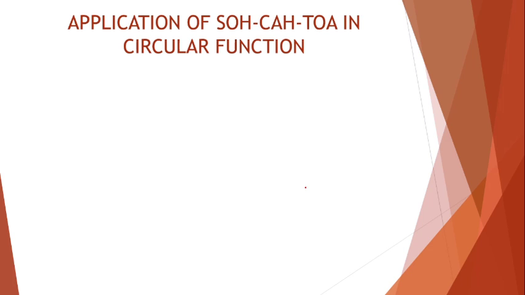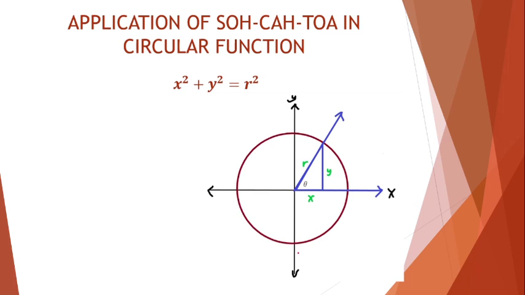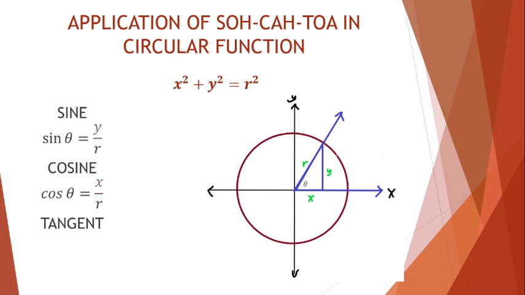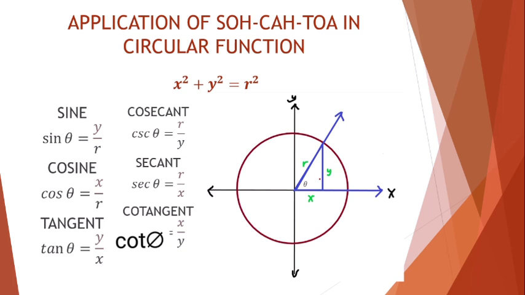So, application of SOHCAHTOA in circular function. In your sine, we have sin theta is equal to y over r. Syempre, opposite over hypotenuse. SOHCAHTOA. And the cosine, ano ang adjacent nyo? Yung x, at yung inyong hypotenuse is r. And sa tangent nyo, y over x, adjacent, opposite over adjacent. Okay, cosecant, madali na lang paghahanap ng reciprocal. Binaliktad lang, di ba? Ganun lang din. Okay, ganyan lang to.